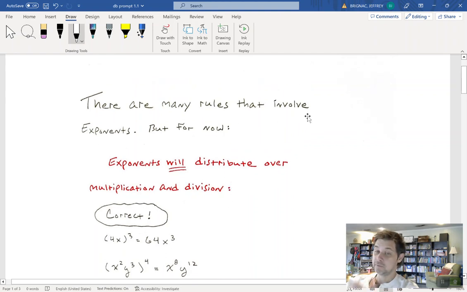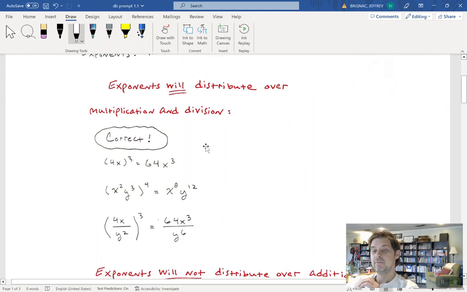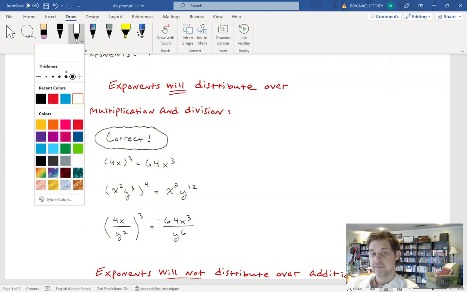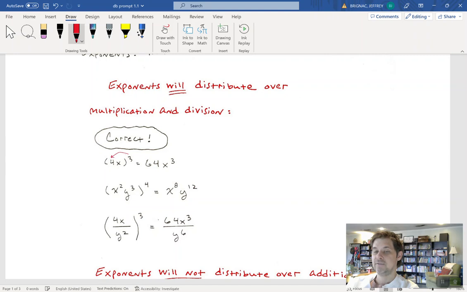There are many rules that involve exponents, and I'm not going to talk about all of them right now, but regarding our discussion that I've started, exponents will distribute over multiplication and division. So in other words, if I have the quantity 4 times x raised to the third power, then in that case the exponent distributes to each factor. Okay, because that's multiplication in there, that says 4 times x, and exponents distribute over multiplication. So you'll get 4 to the third power, which is 64, and x to the third power.